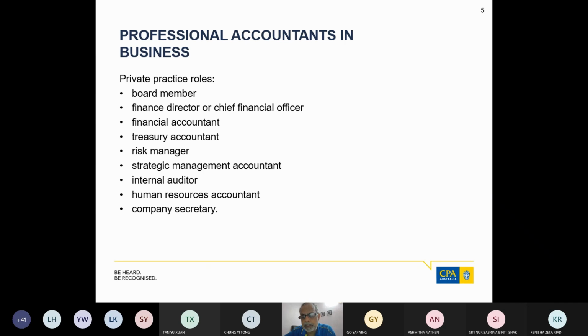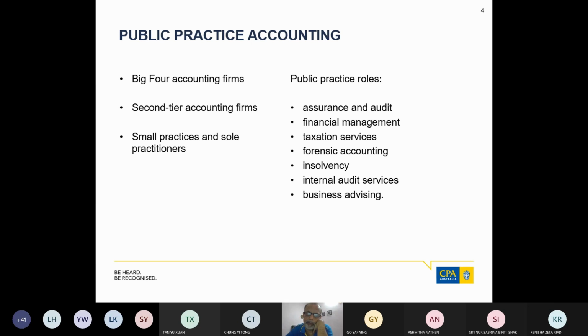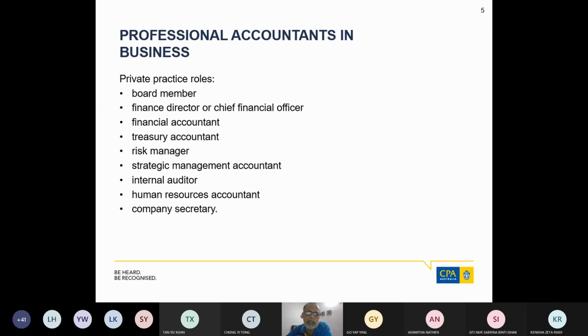The next category, as I mentioned just now, is the PAIB, Professional Accountants in Business. This is where you are working for someone, not working for yourself. The previous one was working for yourself, self-employed: you provide a service and you get paid for it. PAIB is where you work for people and you get paid a salary.